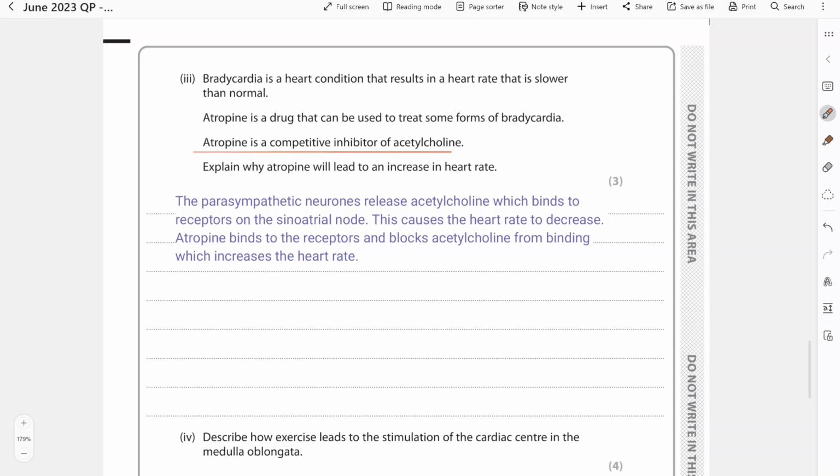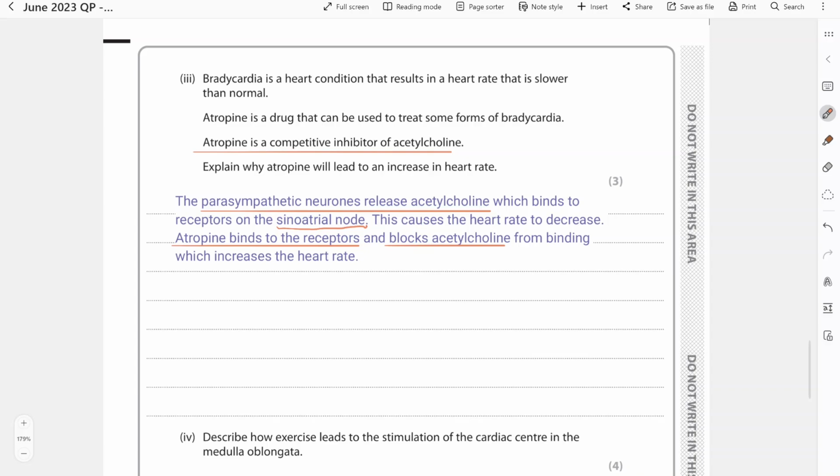So let's go over the marks. Acetylcholine is released from the parasympathetic neuron. And atropine binds to the receptor, so that would be the second mark, and prevents acetylcholine from binding. And this happens at the sinoatrial node. If you recall, your sinoatrial node is the pacemaker of the heart, and that's located in the right atrium. So that's already your 4 marks.